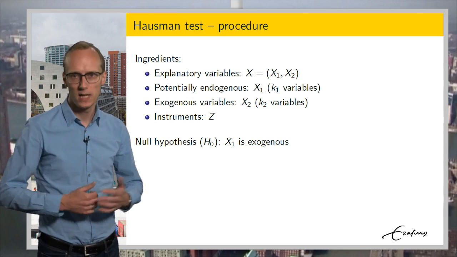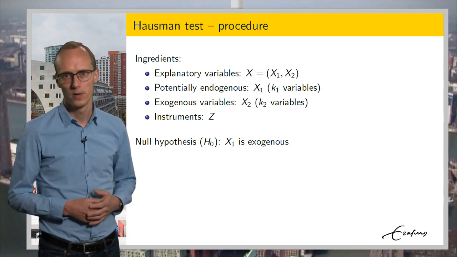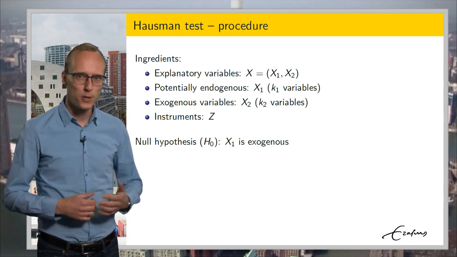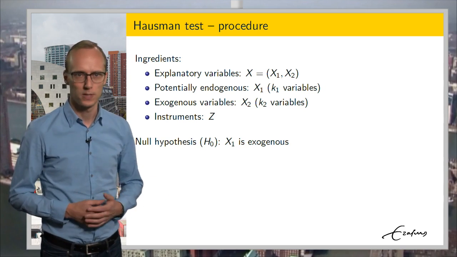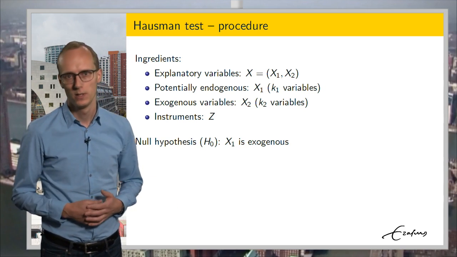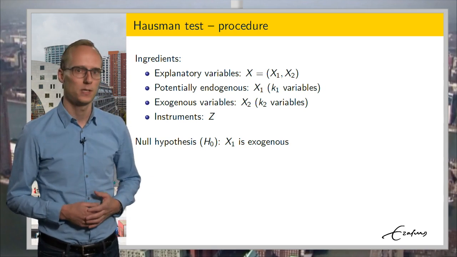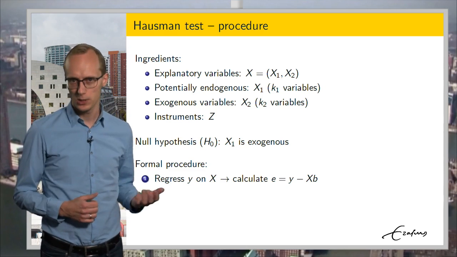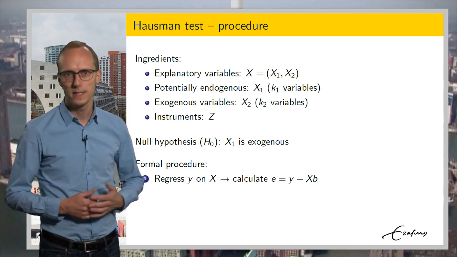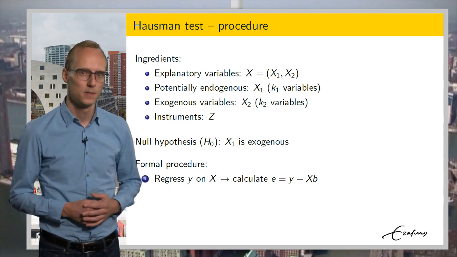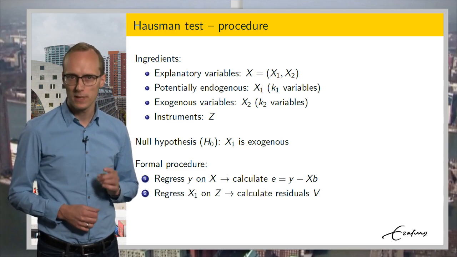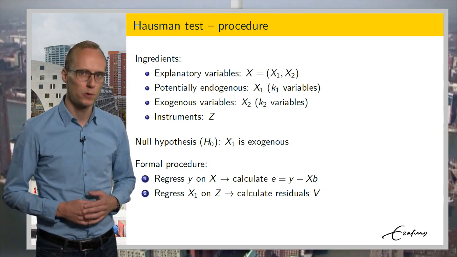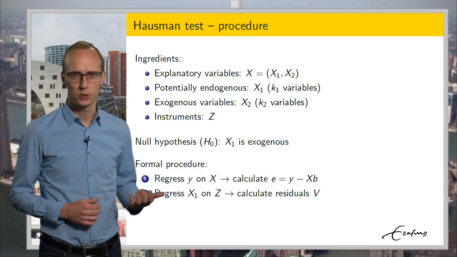We have the same setup for the Hausman test as before. For completeness, it is given on the slide. The null hypothesis is that the k1 variables in x1 are exogenous. The procedure of the Hausman test is as follows. First, regress y on x using OLS and calculate the residuals E. Next, obtain the potentially endogenous part of x1 as the residuals of a regression of x1 on the instruments.